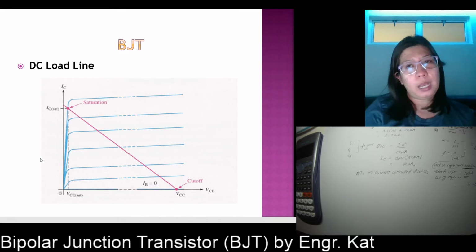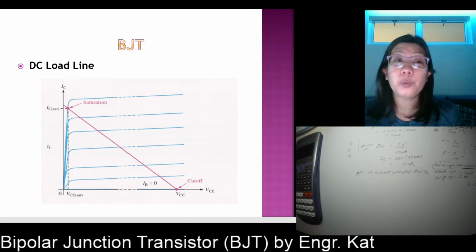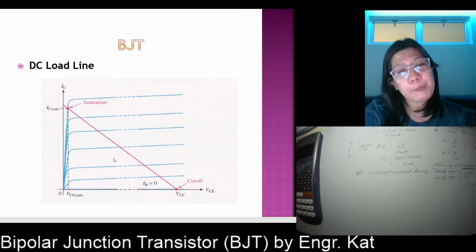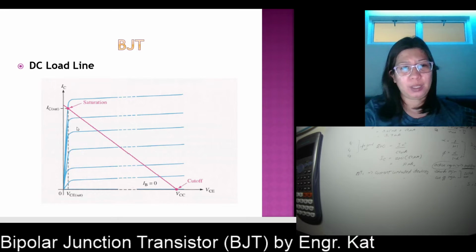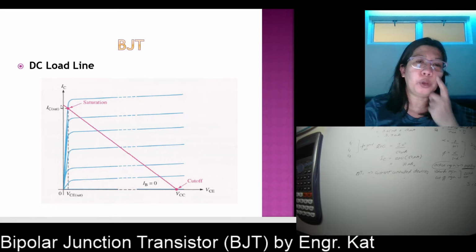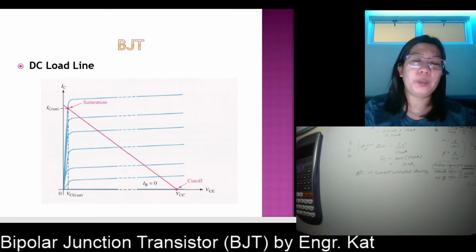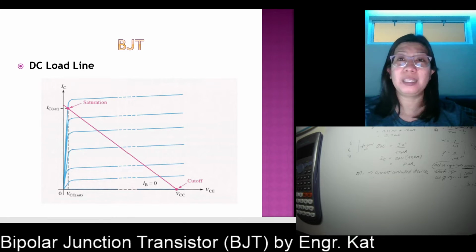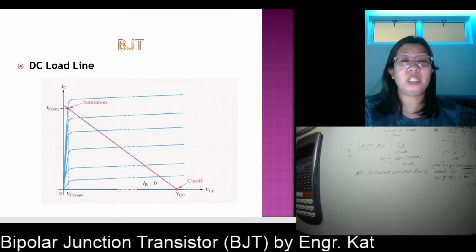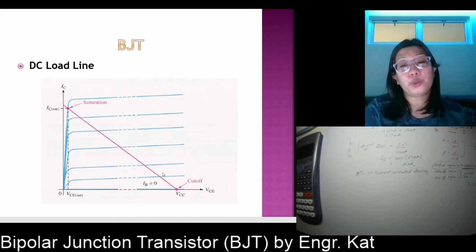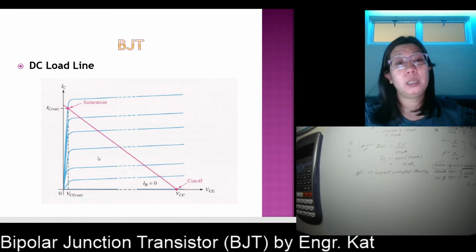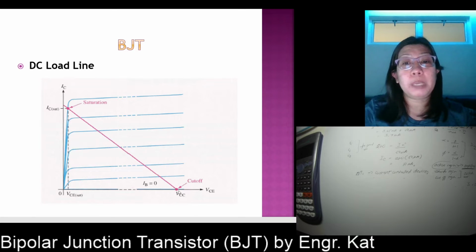On our next video, we will be discussing the DC load line. The DC load line will be coming from your DC circuit. So you have here your characteristic curve, and then you're going to draw the DC load line. If you still remember our load line analysis in our diode discussion, it's the same. We will be drawing a straight line coming from your circuit. The intersection will be your Q point.